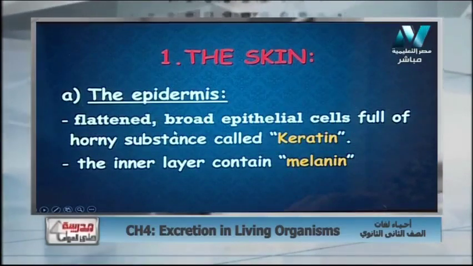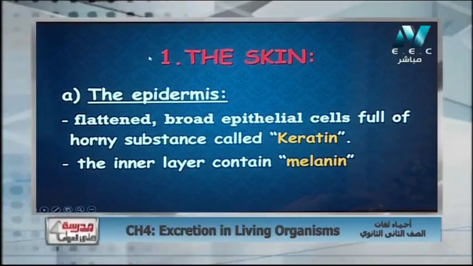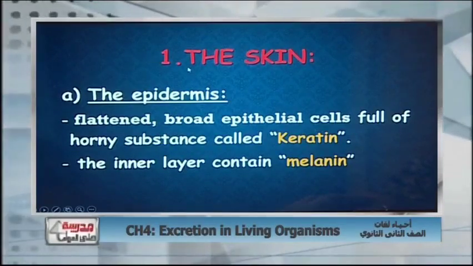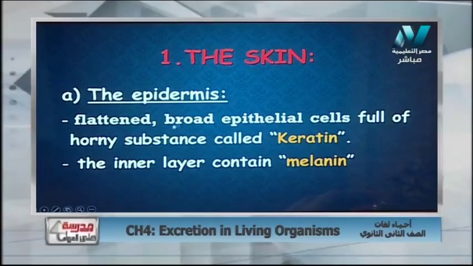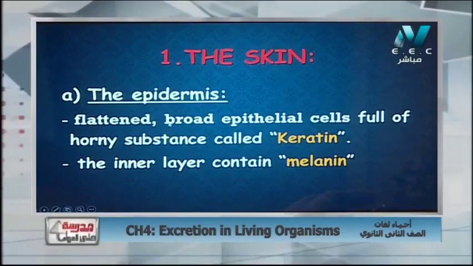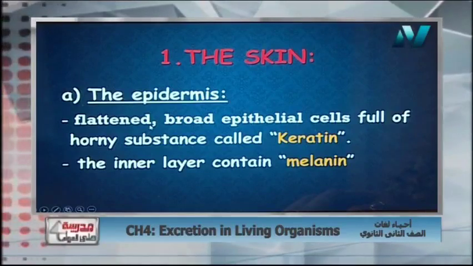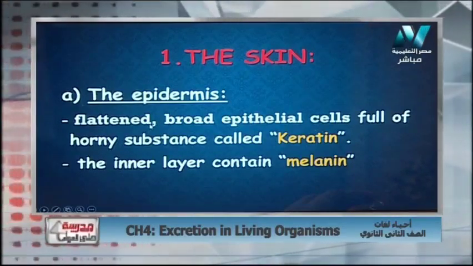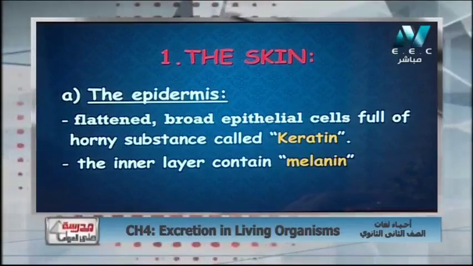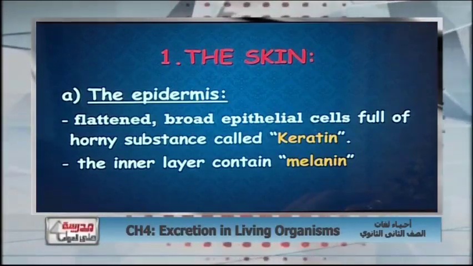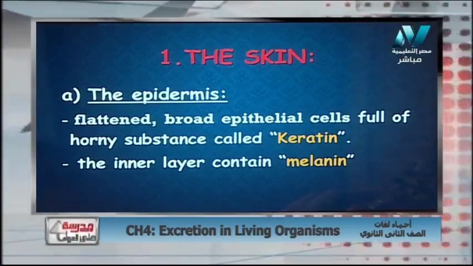Let's start excretion in the human body. And the human body contains many organs by which it gets the waste materials out of it. The first one is the skin. The skin is considered the biggest organ in our bodies because it covers the whole body. And by examining the skin, we find that it is composed of two layers. The first layer is called epidermis.